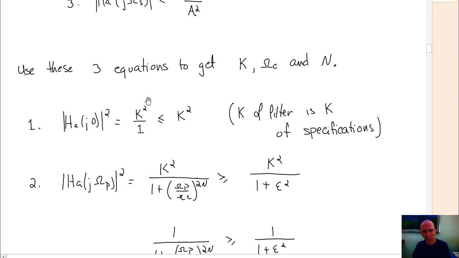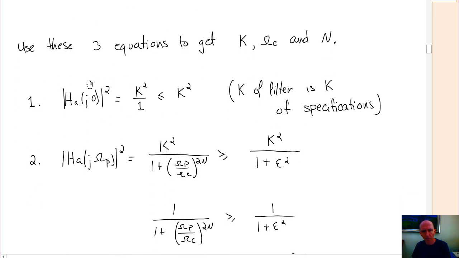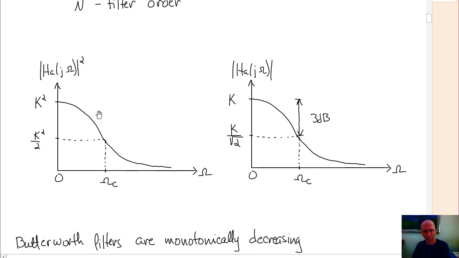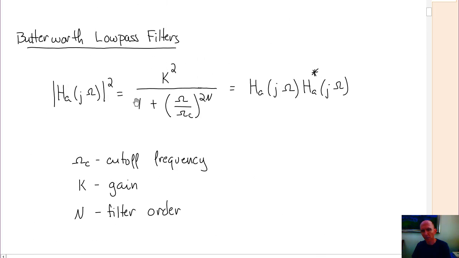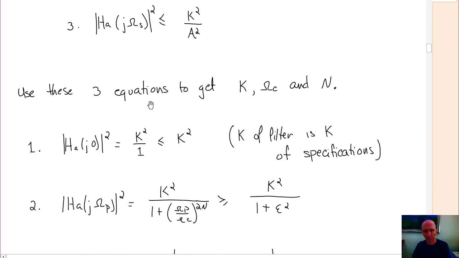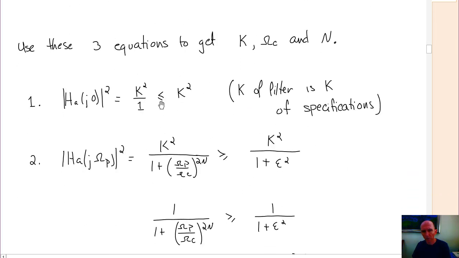Let's start off with the first one. Let's say we want this to be less than or equal to k squared. Now, we know that the magnitude squared of the filter at omega equal to 0, let's look up here, is just going to be k squared over 1. And we want it to be less than or equal to k squared of the specifications. Of course, as I write here, this is the k of the filter, this is the k of the specifications. Although they don't have to be the same, we can generally, just to simplify things, make them the same. And of course, this is going to be met always.